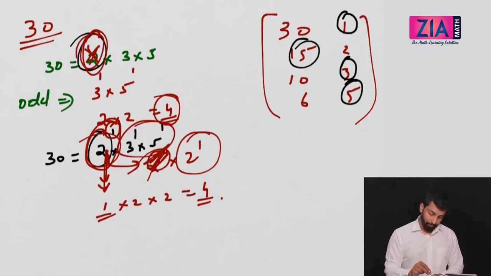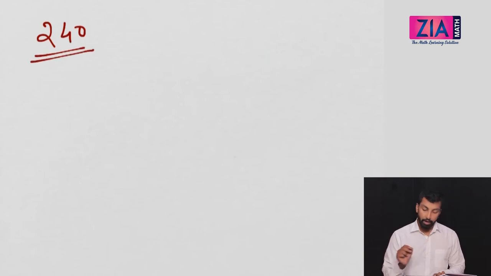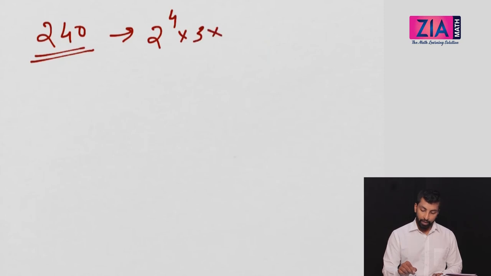Let's take one more example. Let's take the number 240. Okay, 240. How will you prime factorize it? You will prime factorize it as 2 raised to 4 into 3 into 5.